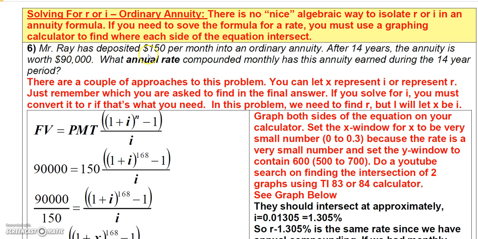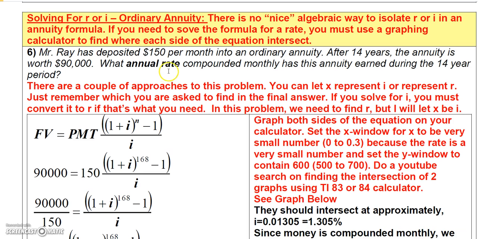It says Mr. Ray has deposited $150 per month into an ordinary annuity. After 14 years, the annuity is worth $90,000. What annual rate, compounded monthly, has this annuity earned during the 14 years? Now, the fact that it's compounded monthly will affect our final answer. So let's just remember that we want the annual rate, but it's compounded monthly.